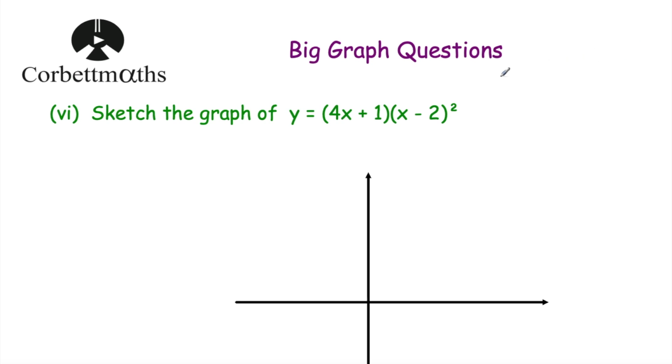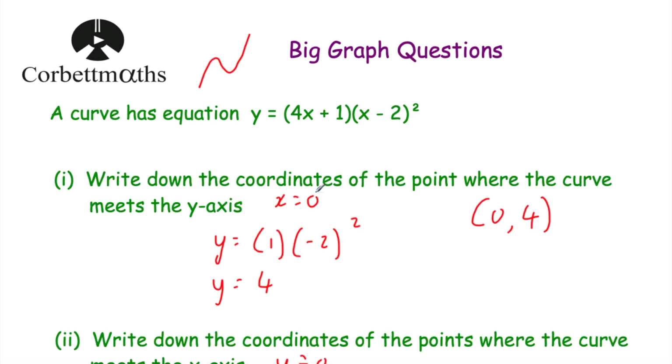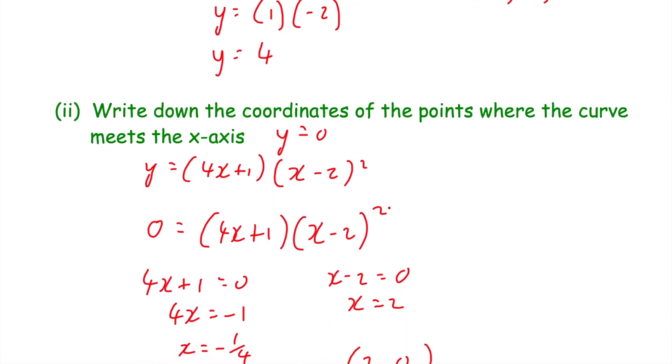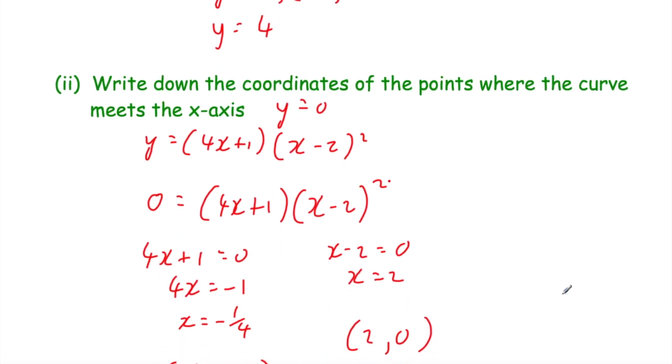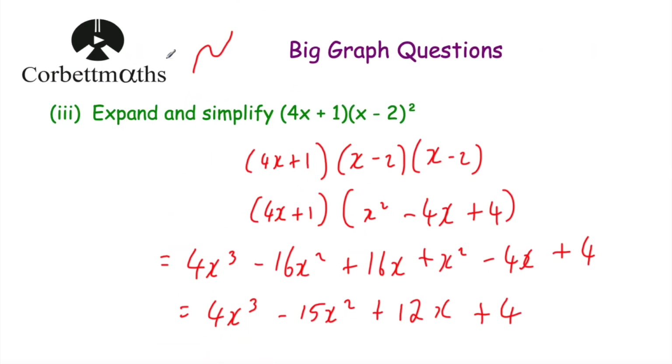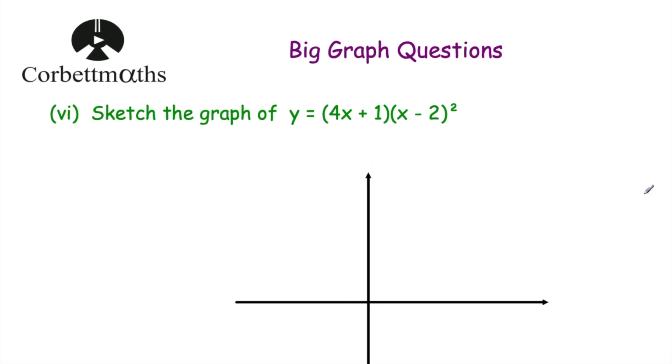So we've found out where it crosses the y-axis. It crosses the y-axis at (0, 4). It meets the x-axis, which is important, particularly for the second one, at the points (-1/4, 0) and (2, 0). We also know it's a cubic graph, and the positive x cubed graphs will have this shape here. So we can use that information so far to do a little sketch. Let's do that to begin with, okay?